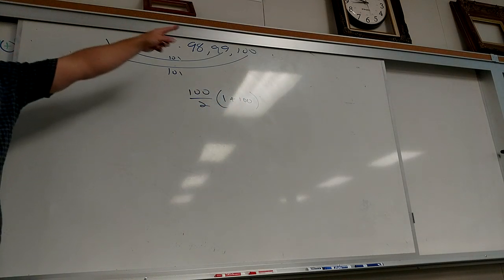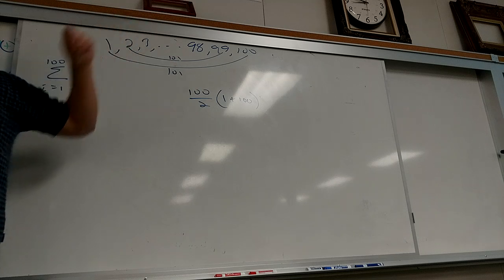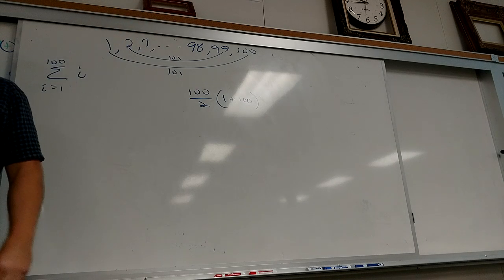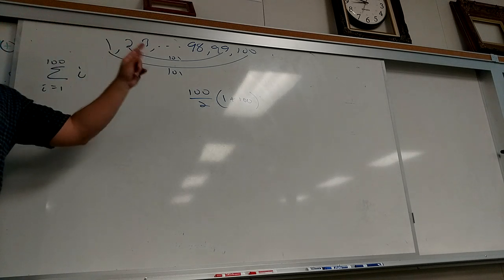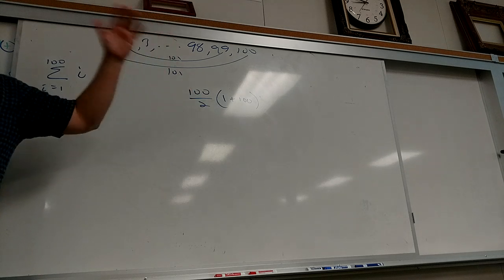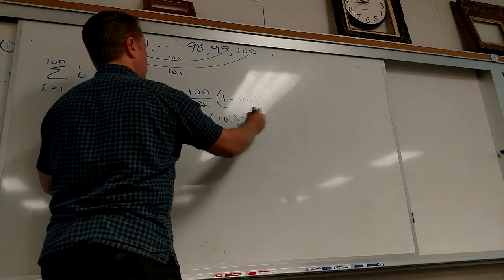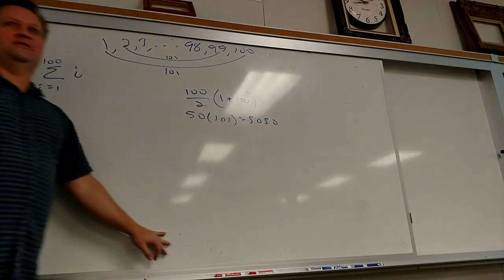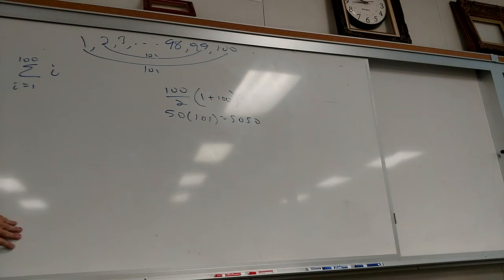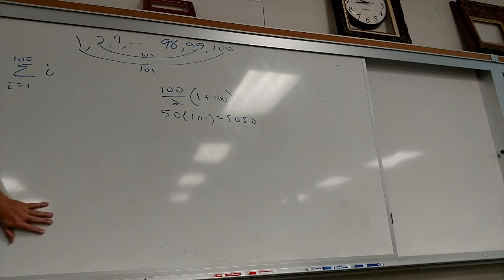Okay, so 1 plus 100 is 101. That sum is going to be repeated 50 times. So this is a cool idea by itself, but look what the answer came out to be. 50 times 101 is 5050. So the sum of the natural numbers from 1 to 100 is 5050.